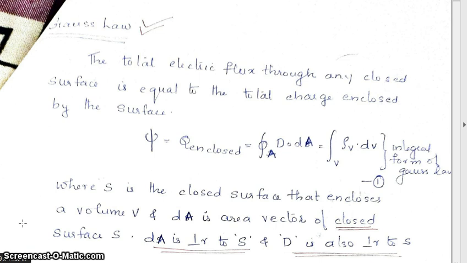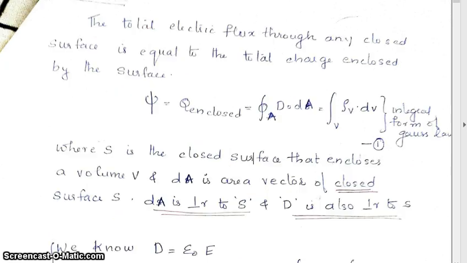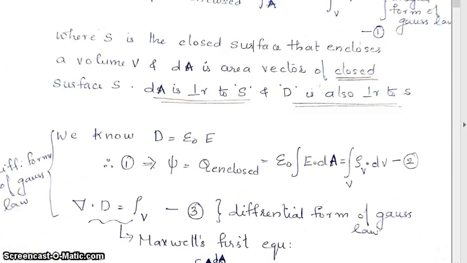This form is also known as the integral form of Gauss law. And one point that you have to keep in mind is here the area vector dA, or differential vector dA, is always perpendicular to your closed surface S, and flux density D is also perpendicular to your closed surface S. Now we will see some other forms of Gauss law.